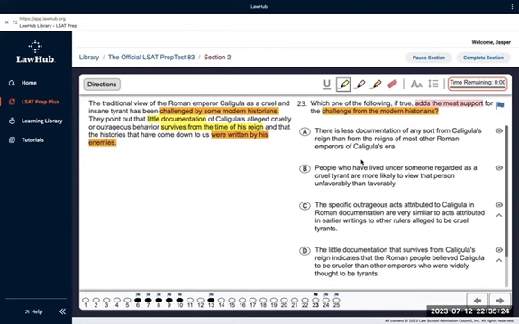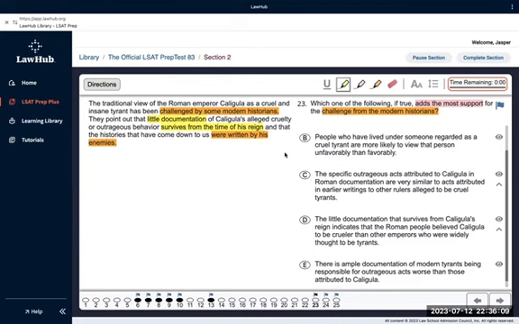So let's see. There's less documentation of any sort from Caligula's reign than from the reigns of most other Roman emperors of Caligula's era. Yeah, so the documentation overall of all different types didn't survive from that time. That really doesn't show that the fact that there's little documentation about his cruelty means that he actually wasn't cruel, right? So this kind of waters down that evidence. It actually makes it less helpful.